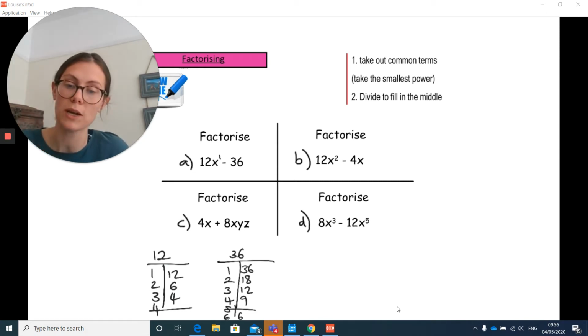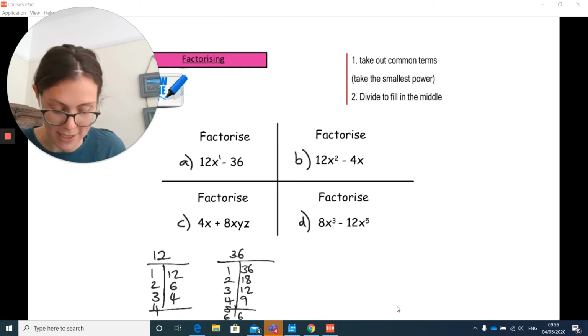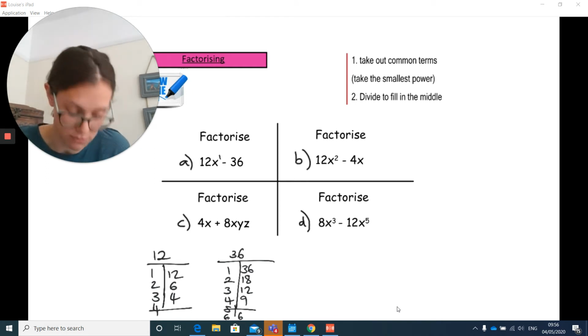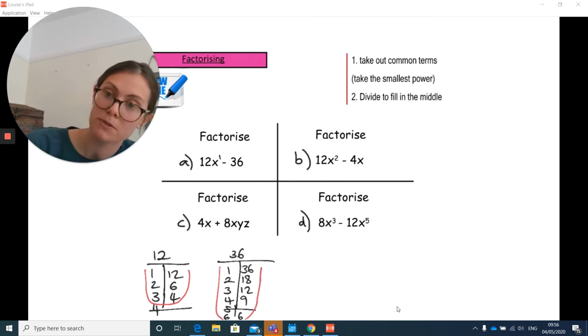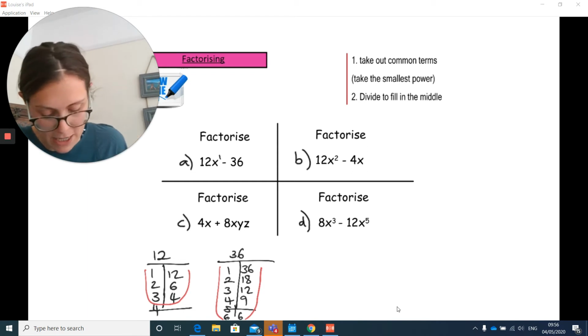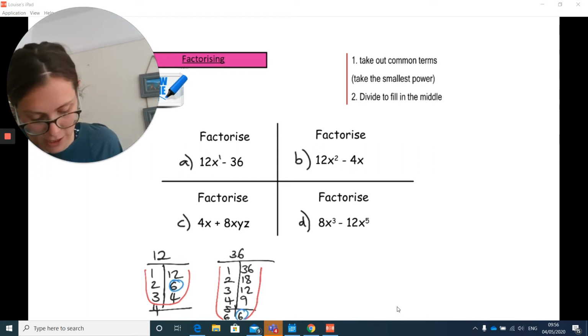Being able to do that really quickly is a really important skill in doing well in so much of your maths. So keep practicing it. I would say don't leave it to your head. Do it properly on the page. So these are my factors for 12. These are my factors for 36. There are lots of different numbers you could pick, but the biggest number out of them is the 6. So it's the 6 you're going to take out.